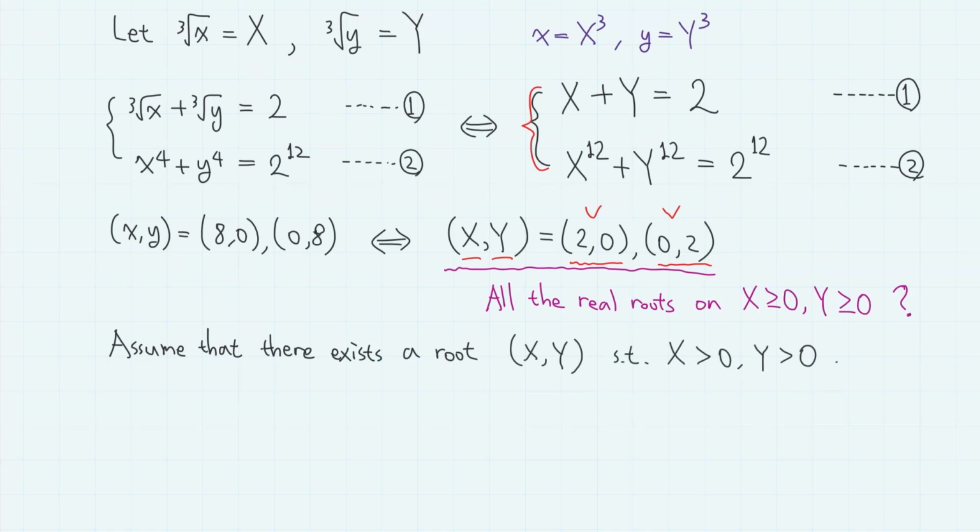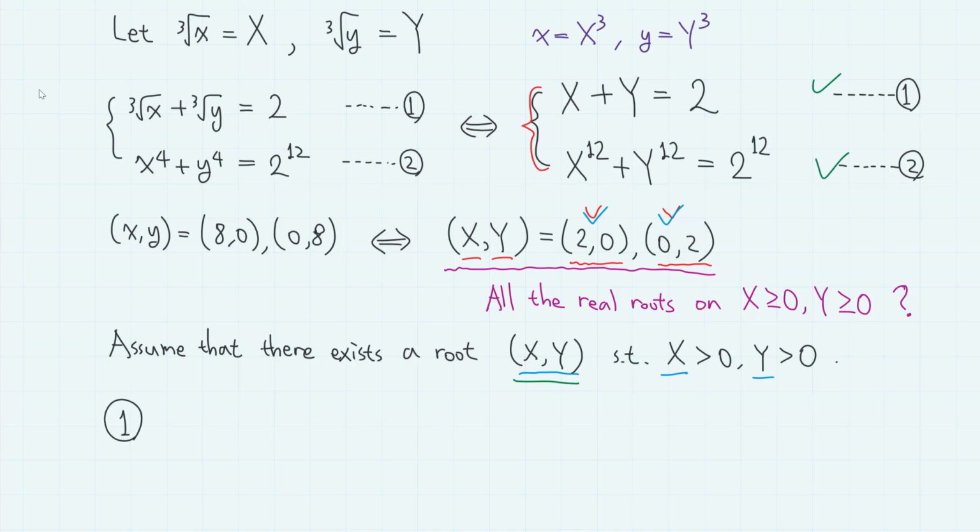Let's assume that there exists a root in which both capital X and capital Y are positive. If one of them is 0, we just obtain one of these roots, so it is reasonable to assume that if another root exists, it must be from the region where capital X and capital Y are both positive. Then this root will satisfy both equations.